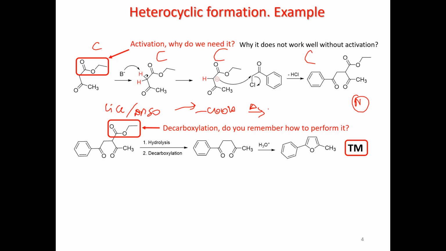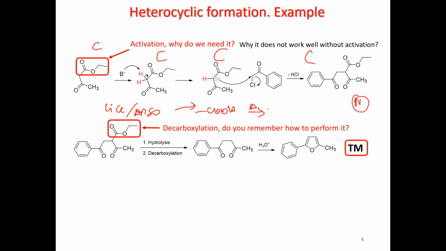If you need to take out the alpha protons on the thermodynamic side, you need to tell me the conditions. If you need to remove them on the kinetic side, you also need to specify the exact conditions. Exact, I don't mean the exact minus 78 degrees, if you remember. If you say minus 80, I will accept it. If you say very low temperature, I will accept it too. But if you tell me I use B minus, that will not be enough, okay?